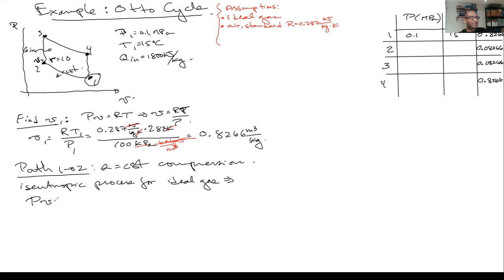PV to the K is equal to a constant, where K is the adiabatic index. So a good rule of thumb, if I'm dealing with air and I don't know what K is, for example in this problem I didn't give a value of K, a good first order approximation is that it's equal to 1.4. And K equal to 1.4 is a good approximation for any diatomic gas. So O2, oxygen, N2, nitrogen. Any diatomic gas, K is roughly 1.4 around room temperature. So if I don't know the value of K, a good first guess is K is equal to 1.4.